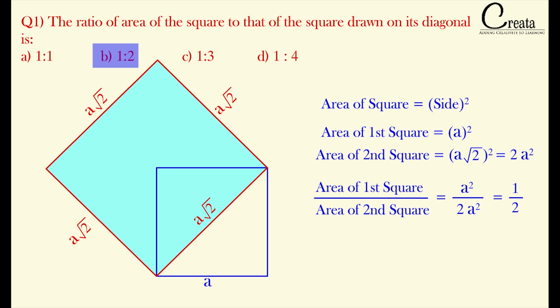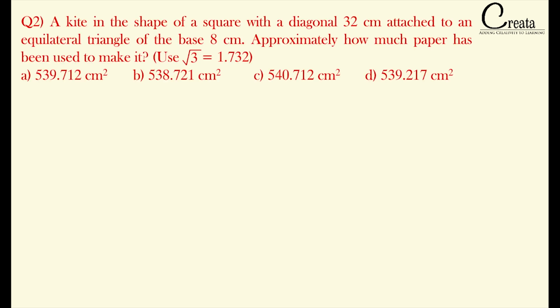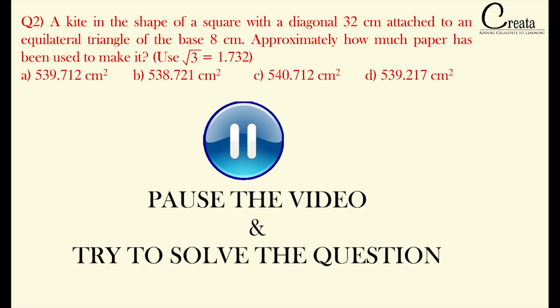Let's move to the second question. The question is, a kite in the shape of square with the diagonal 32 cm attached to an equilateral triangle of the base 8 cm. Approximately how much paper has been used to make it? 4 choices are given.